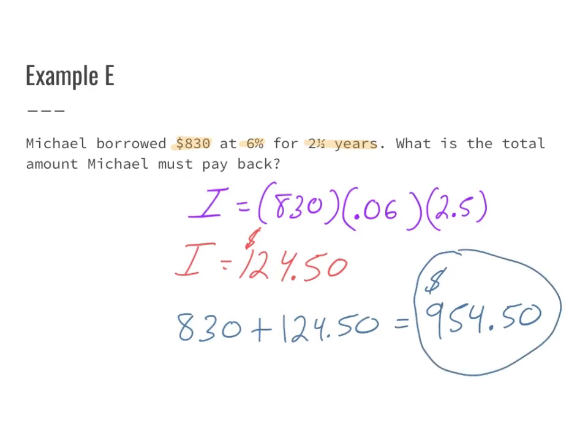Why does he have to pay more than $124 more than what he borrowed? It's because he wanted to borrow all that money all at once. So if you want to borrow a lot of money at once, you have to pay interest in order to do that. That brings us to the end of this video.